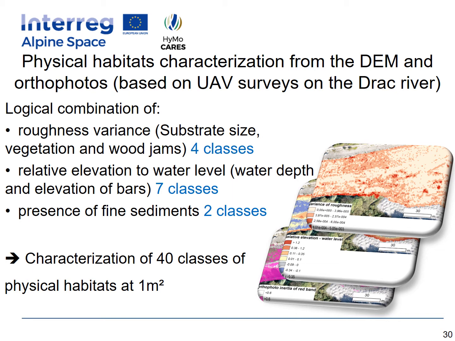The logical combination of all the unique values of class allowed us to distinguish a large set of classes, some being marginally represented. These classes will be called in this presentation the physical habitat types, to not be confused with the classes of the indicators which were discretized. The total number of physical habitat types is 40, as some combinations of the indicators are not possible. It means no terrestrial fine sediments considered under the water, and the resolution is 1 square meter.